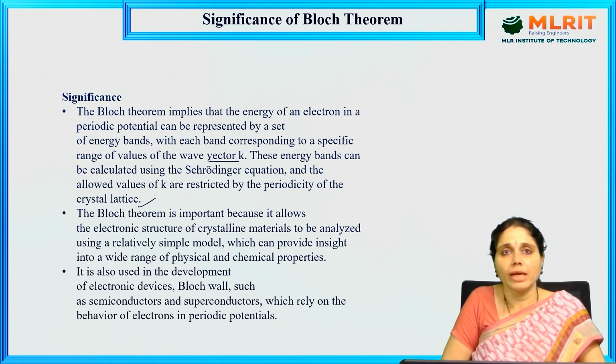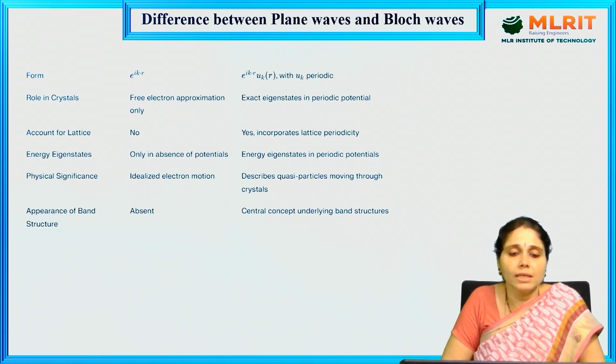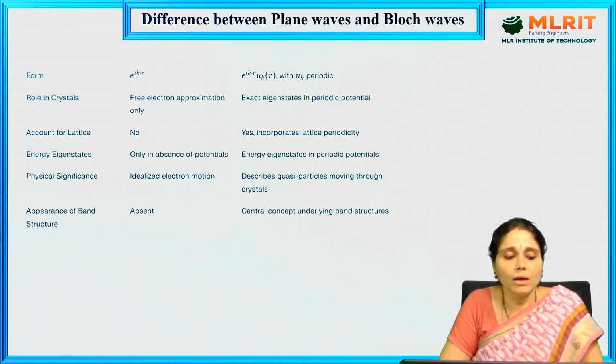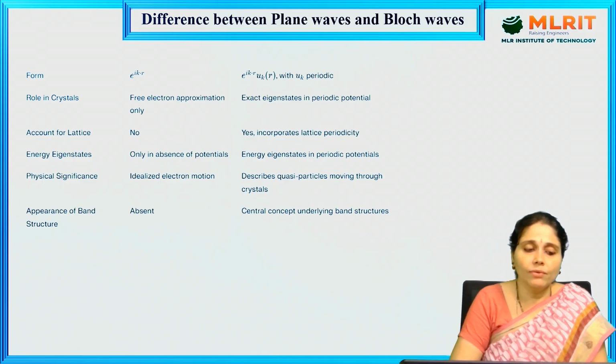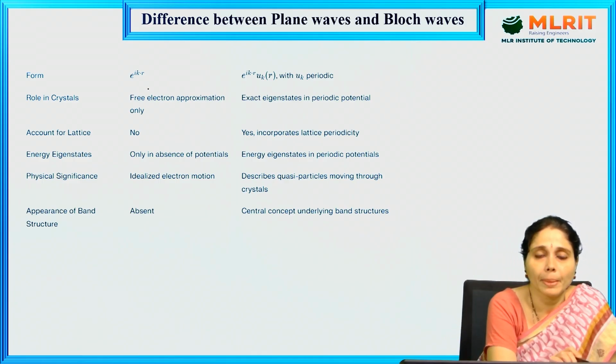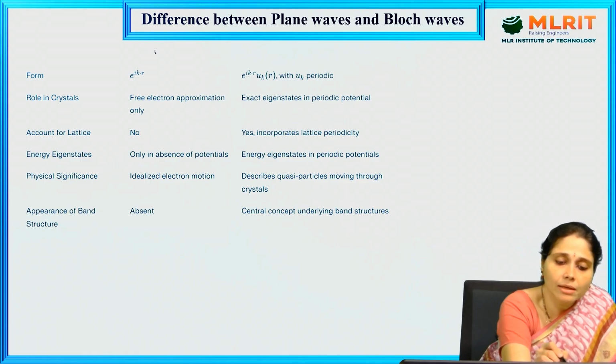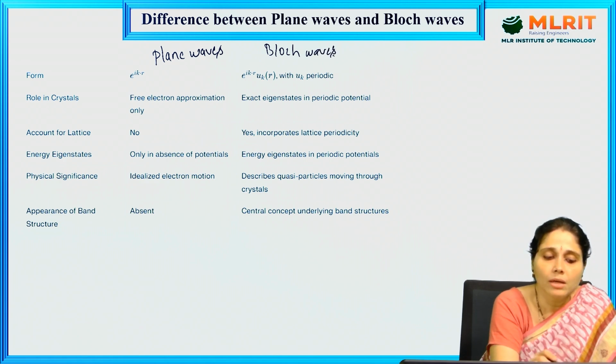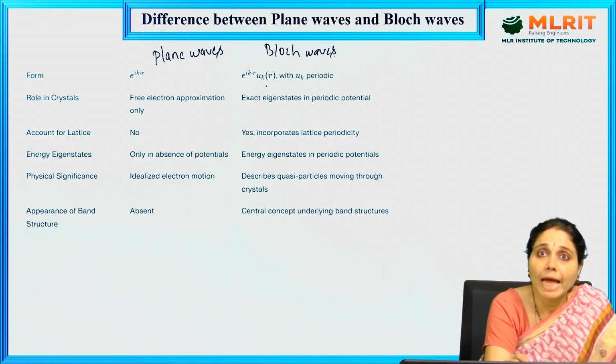and its significance also. So what do plane waves and Bloch waves mean? There is a small difference between plane waves and Bloch waves. What is meant by plane waves? Role in crystals. So the plane waves have the e to the power i k r form. Now here, the Bloch waves have this. This represents the plane waves. This represents the Bloch waves. So the form is e to the power i k r times u k of r. It is a periodic repetition. The repetition will be there.